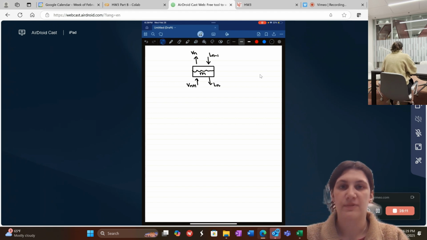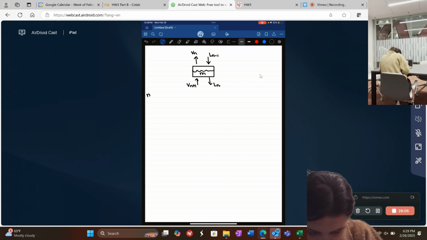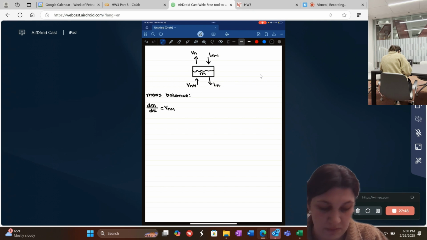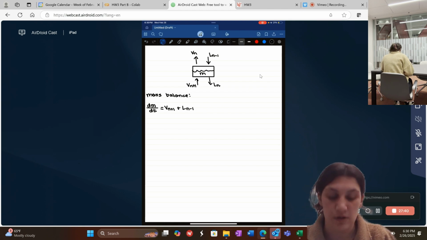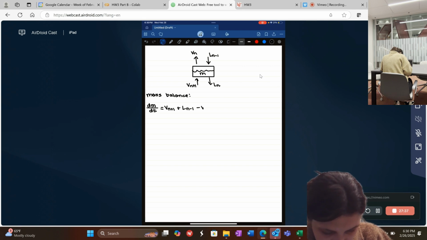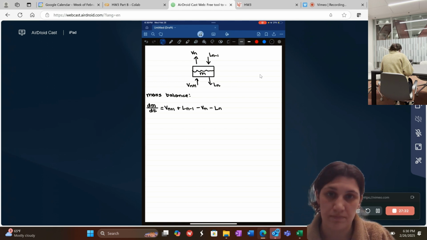To get our differential equations, we are going to start by doing a mass balance. And so we're looking for the change in the number of moles over time. So we have the flows going in. Here's our vapor flow from the tray below, plus our liquid flow from the tray above, minus the flows going out, which is the vapor flow from the current tray, minus the liquid flow from the current tray.